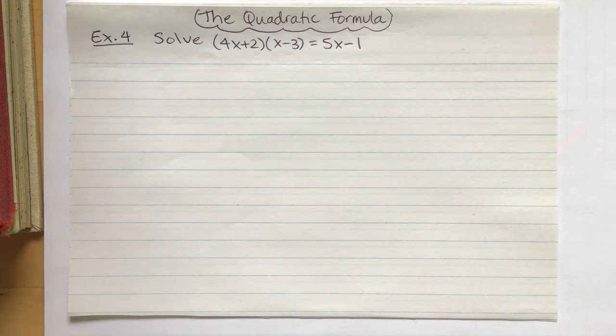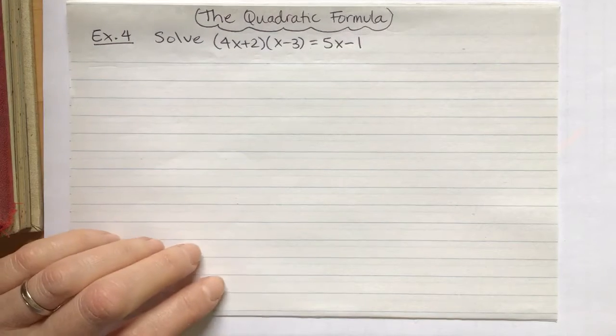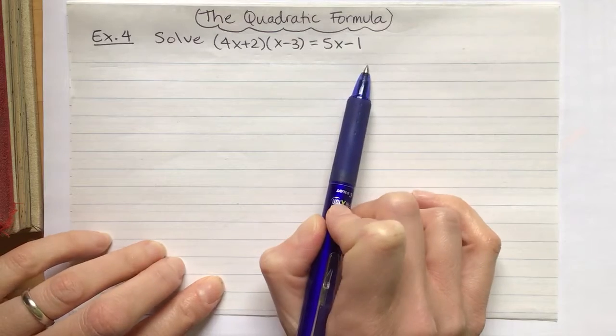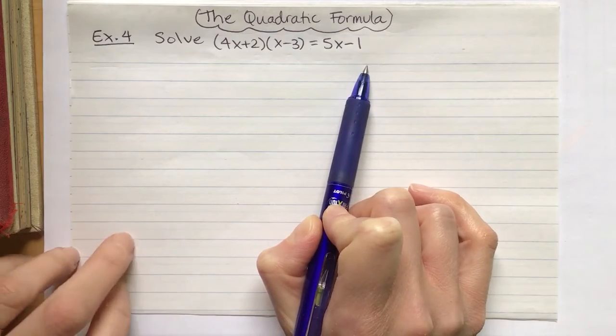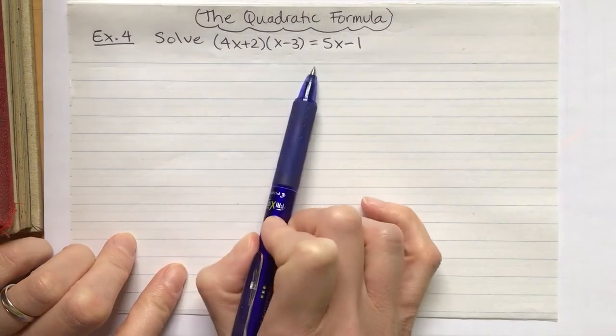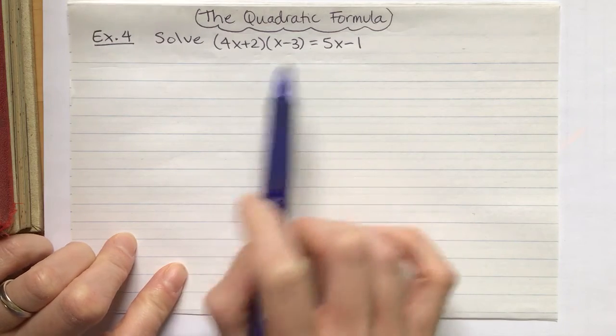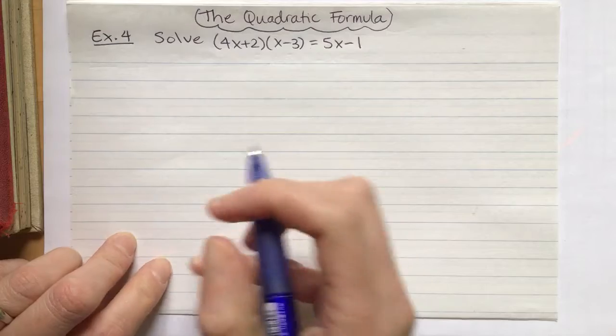Example 4 of solving equations using the quadratic formula. So in this example, we have an equation that is not yet in standard form, so we need to put this into standard form, and we're going to do that by expanding and simplifying, and then everything's going to go to the left-hand side, and we're going to set that equal to 0.